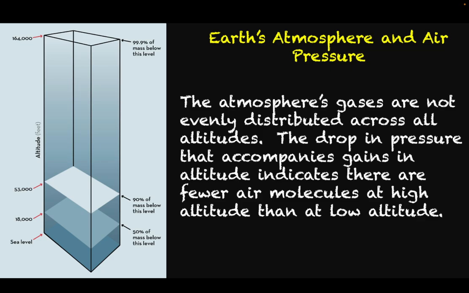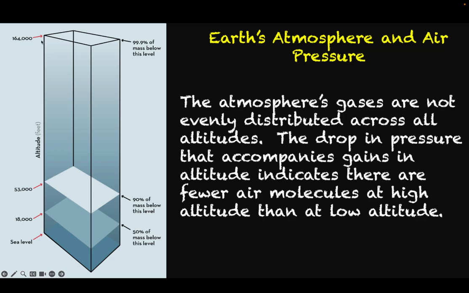The atmospheric gases are actually not evenly distributed across all altitudes. What we can see from this graph is that if your total altitude is 164,000 feet, an altitude that nobody is really ever going to be at unless you're an astronaut, 99% of the mass of the atmosphere, which again is just a mixture of gases, falls below here. If you descend down to 53,000 feet, about a third of the way down to sea level, you can see that the percentage does not drop down to 30 or 35%. It actually drops down to 90%.